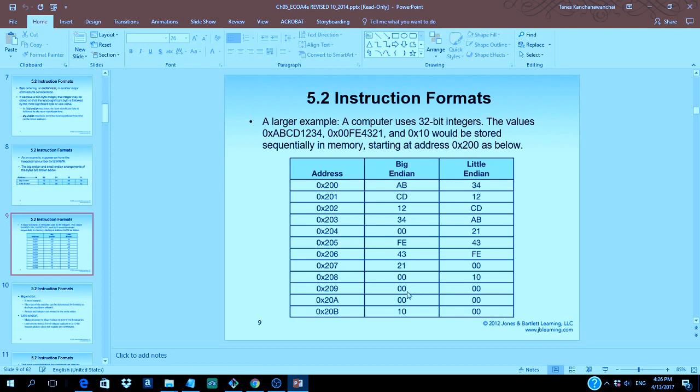This is giving an example of a computer that uses 32-bit integers, and this is the value that's going to be stored. If it's big endian, it just goes at the address locations A, B, C, D, and so on. But if it is little endian, it's going to go with 34 first and 12, and CD.